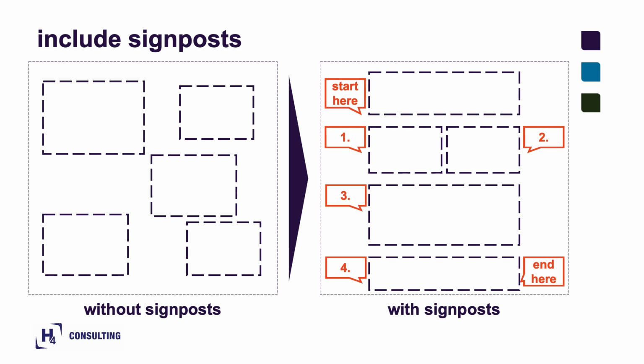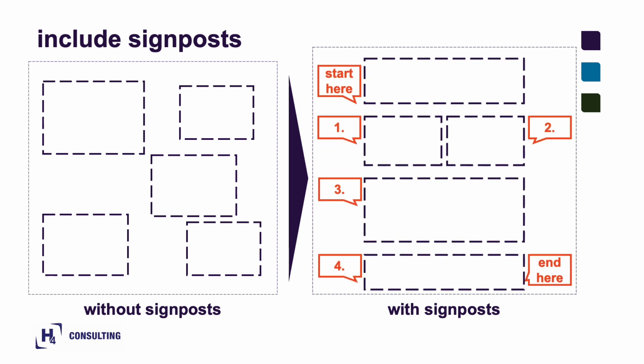Include signposts. Provide simple, highly visible instructions about what to do, where, when, and why. For example, numbering activities in the order participants will do them makes it easier for people to navigate the virtual whiteboard. Participants who know where they are, what to do, and where to go next, even if they weren't paying attention to verbal instructions, will be more productive and less likely to interrupt the flow of the workshop with questions.